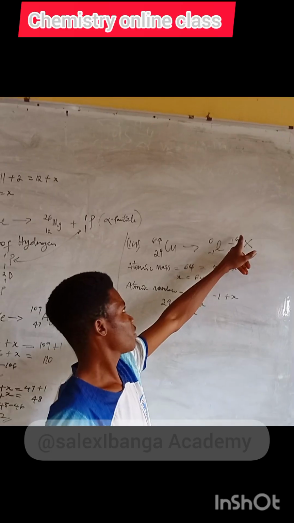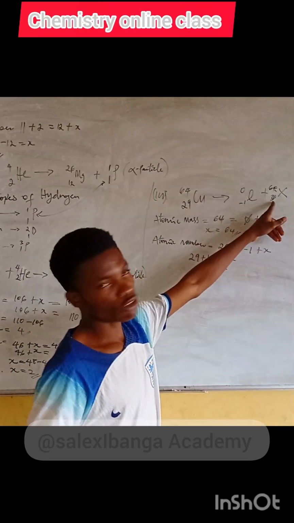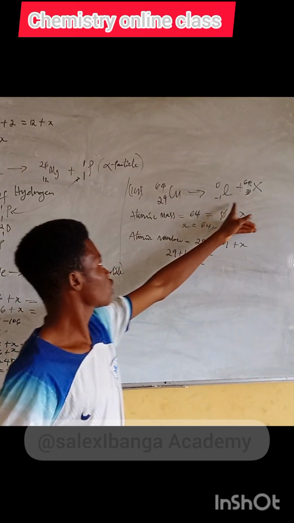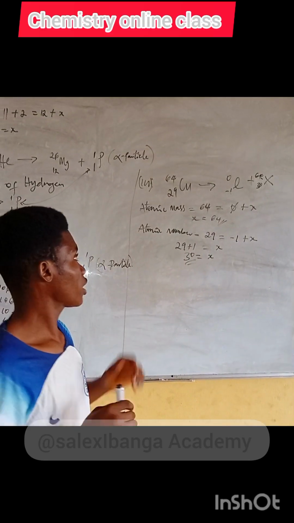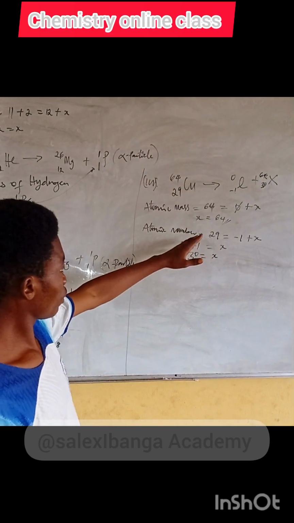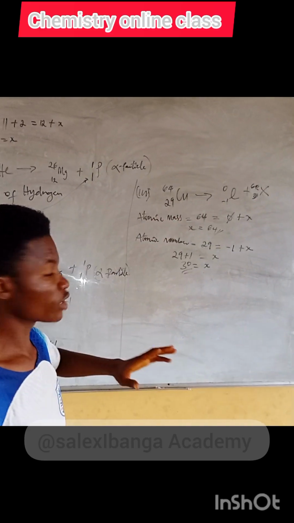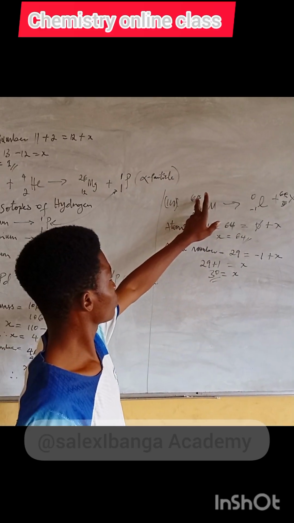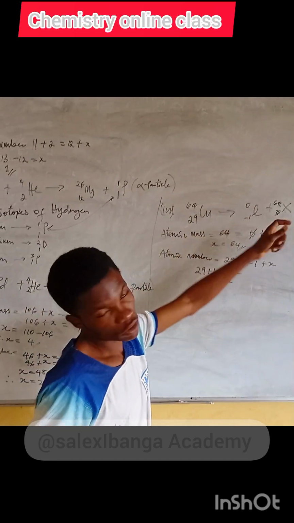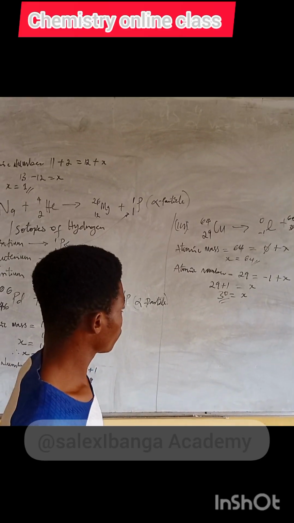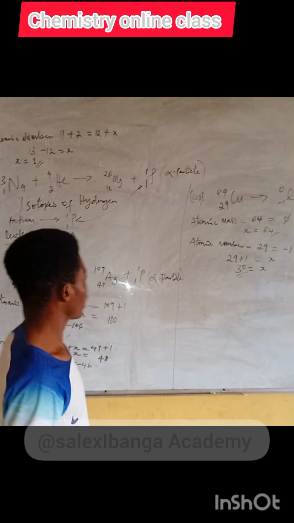Because we are having 64, it means the atomic mass of copper is 64, and you can still represent it as copper, or you can leave it as your X. The reaction is completely stable, because 0 plus 64 is 64, and minus 1 plus 30 is 29. My people, that is how to differentiate between beta minus and alpha particle.